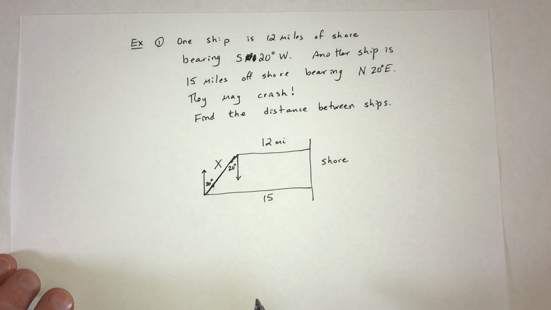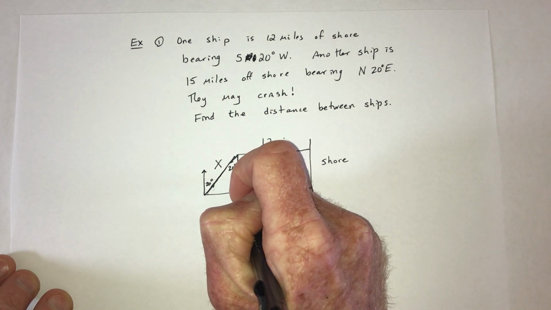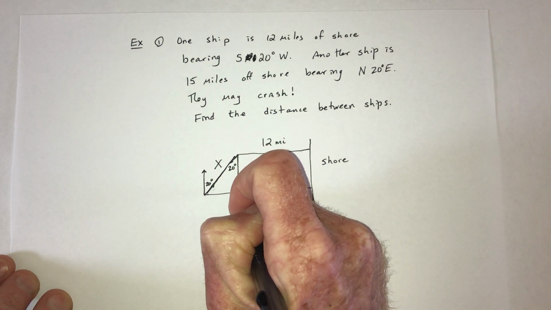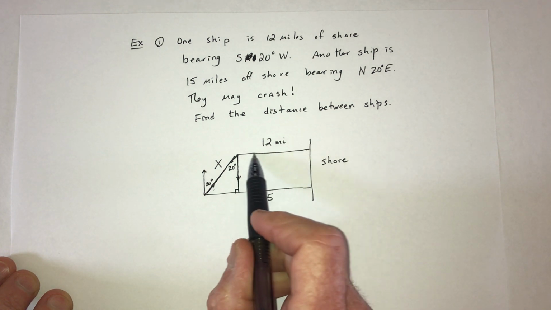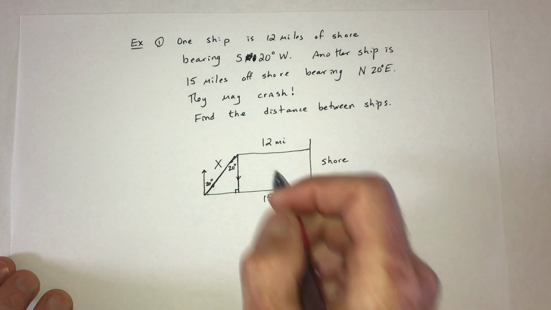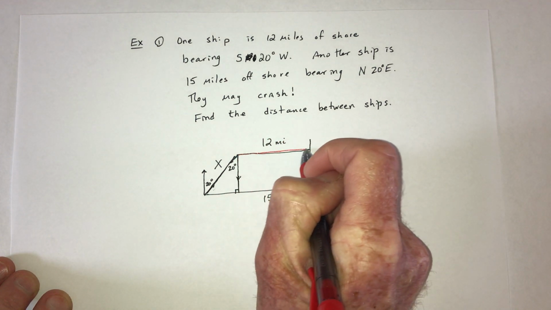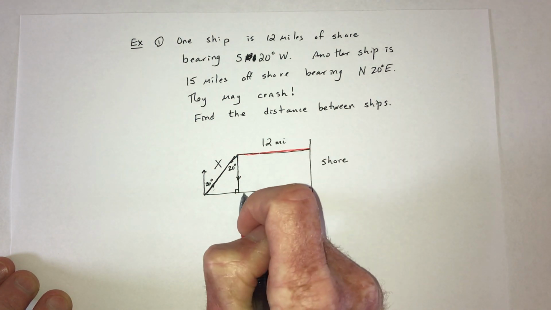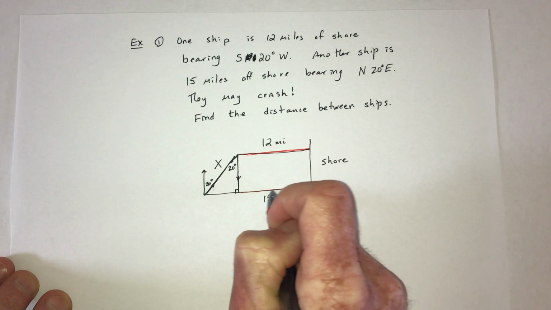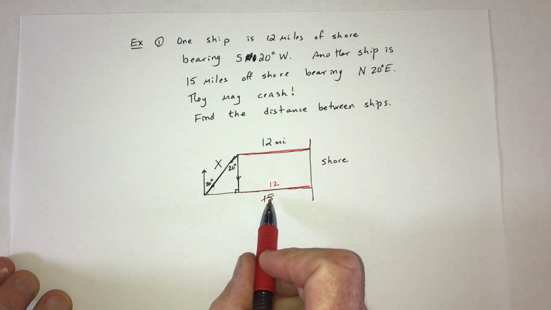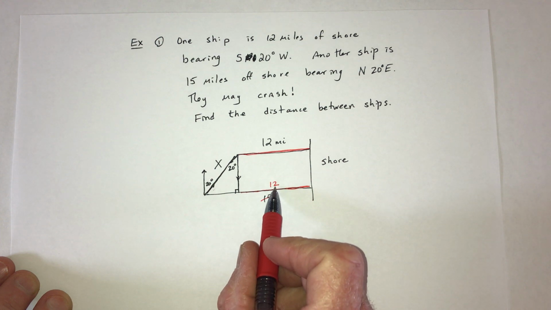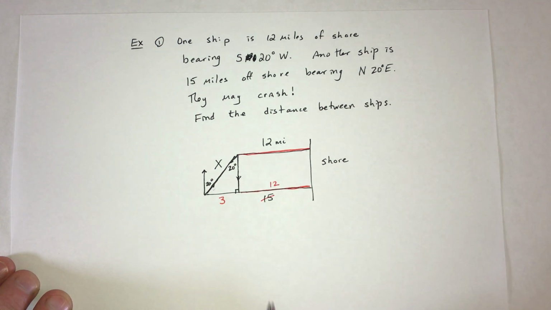Well, in order to do that, I need a right triangle. So what I'll do is drop this down until it's perpendicular. Now, since this is 12 miles right here, this red line right here is 12 miles. That means this red line is also 12 miles. So that means this 15 could be broken up into a 12 right there and a 3 right there.